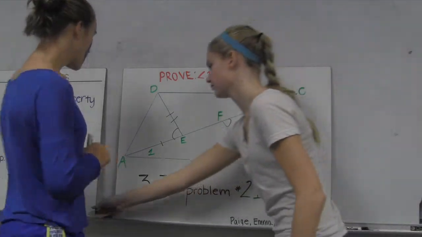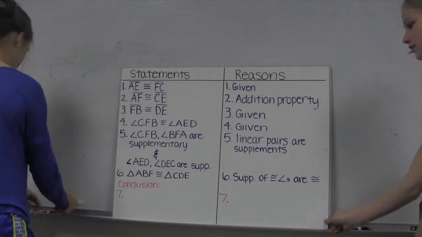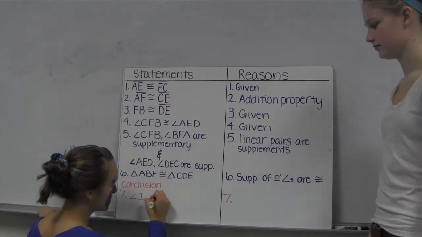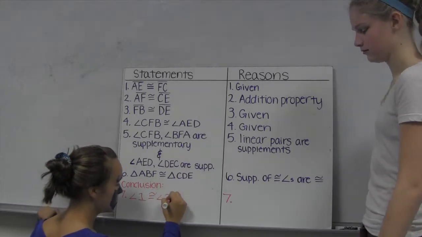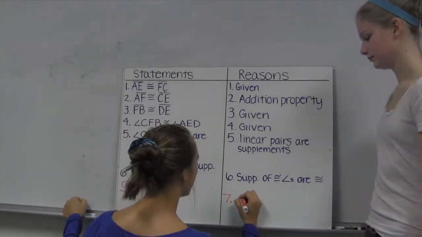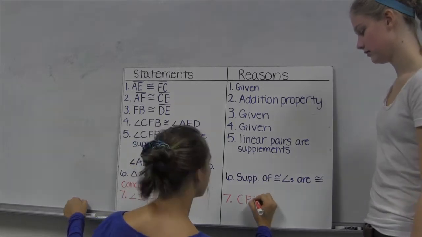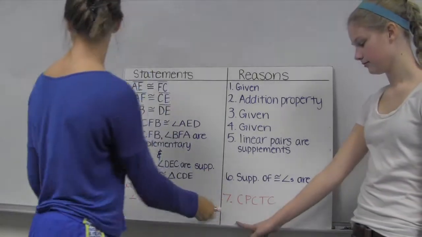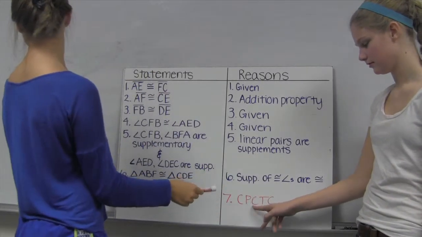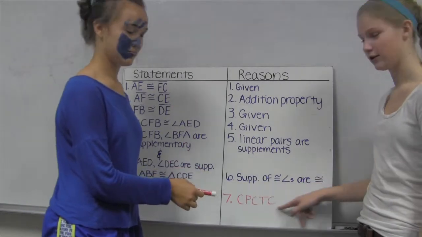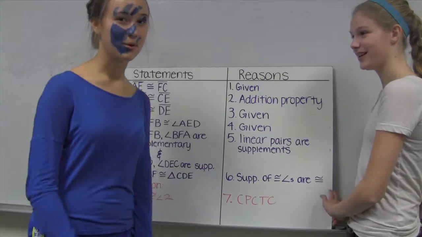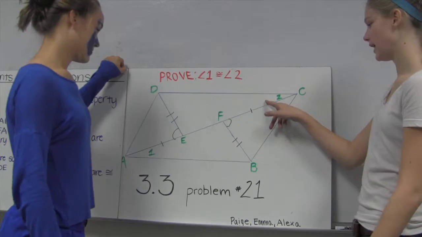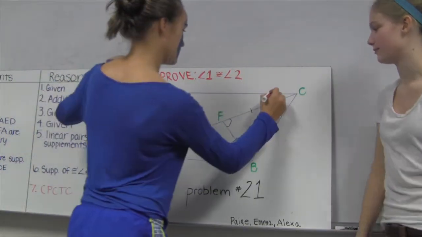For our conclusion, we know that, where's my nifty marker? Angle 1 is congruent to angle 2, like we were trying to prove, because of what's called CPCTC, which means corresponding parts of congruent triangles are congruent. It's a nifty thing to abbreviate, it gets kind of long. So, in conclusion, we can see that angle 1 is congruent to angle 2, which is exactly what we were trying to prove from the start.